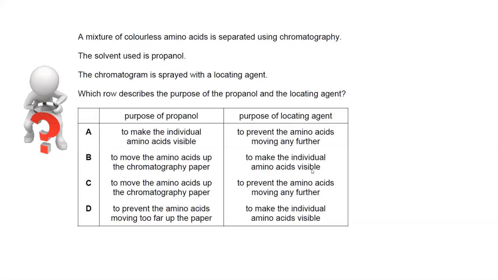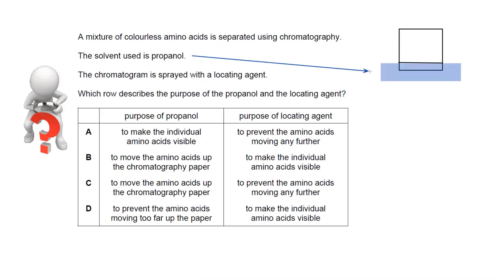So the correct answer for this one is B. And why is B the right answer? Because, look at this chromatogram. You draw the origin with pencil. You use propanol as a solvent. When this chromatogram absorbs propanol, the propanol will rise, and as the propanol rises, the amino acids will also move up on the chromatography paper.